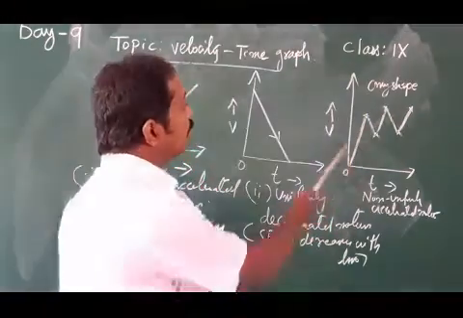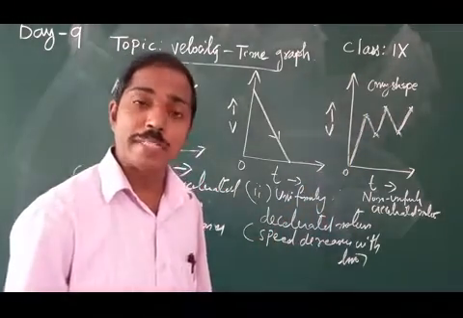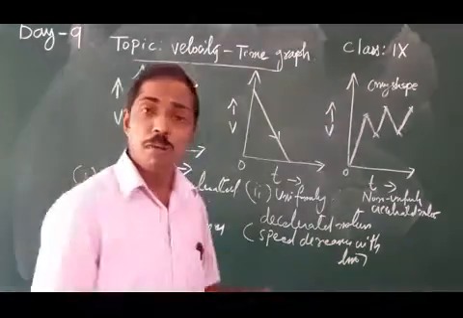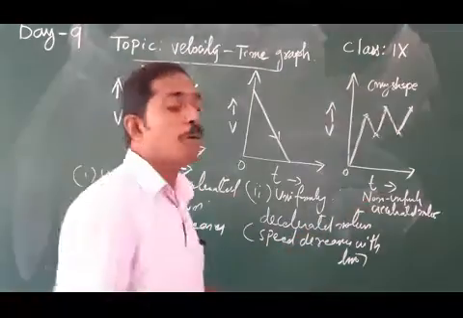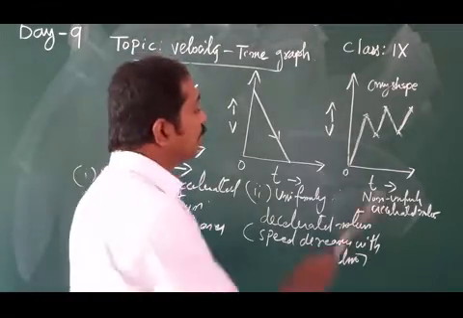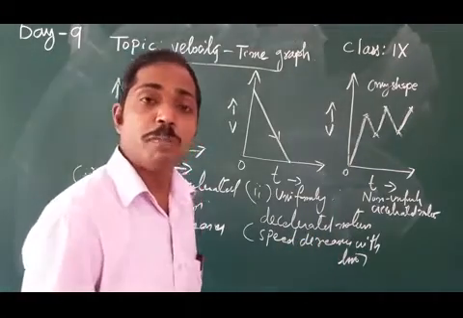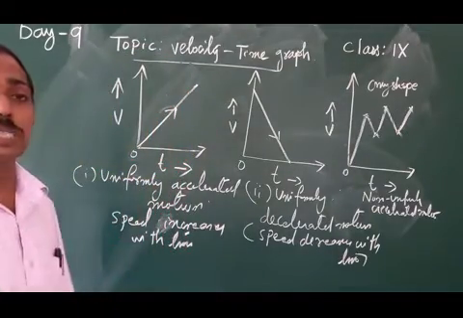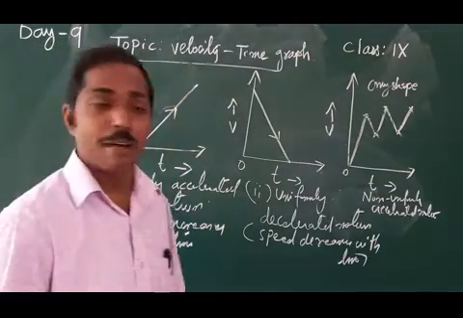So most motions are non-uniformly accelerated motion only. In our day-to-day life, the motions we see are non-uniformly accelerated motion only. All the vehicles' motion is non-uniformly accelerated. So there are three types of velocity time graph we can have.